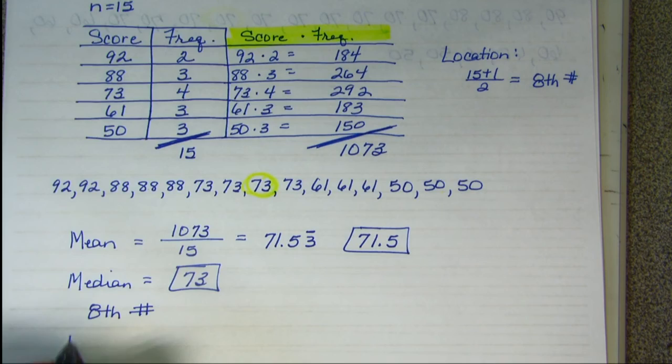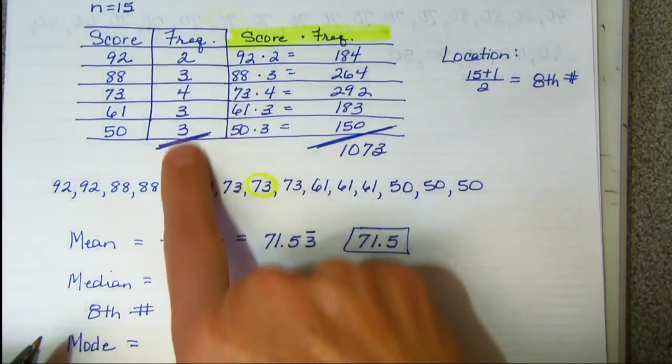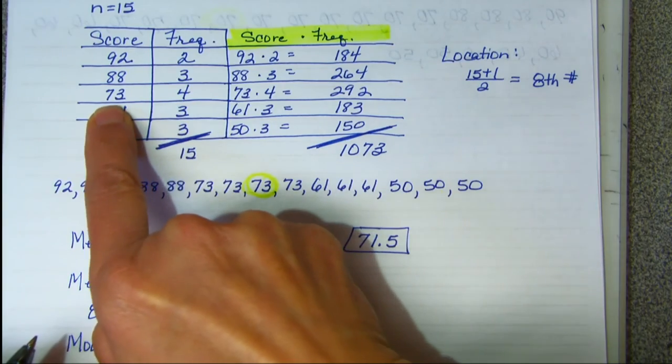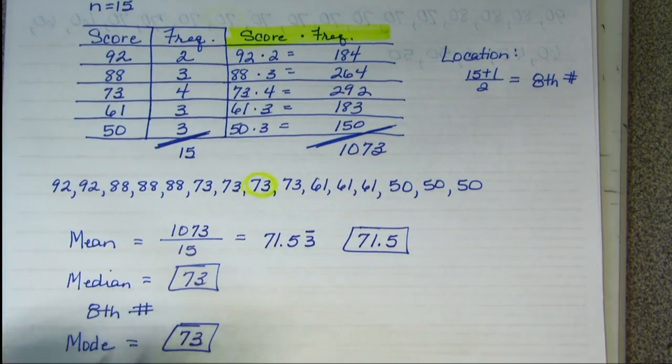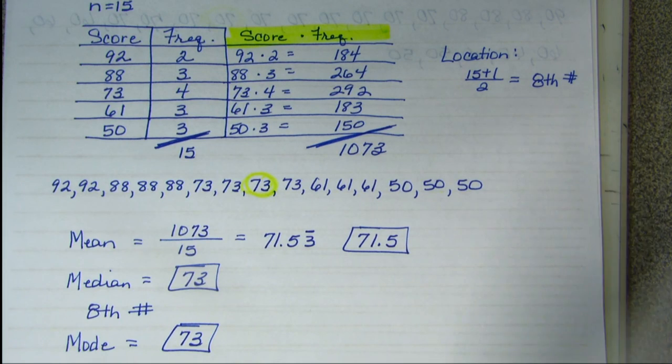And then lastly is the mode. Look for the highest frequency, which is 4, so my mode is 73 as well. All right, that finishes up 10.2, which is your central tendency.